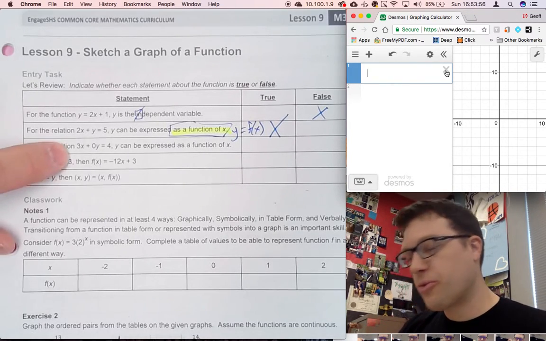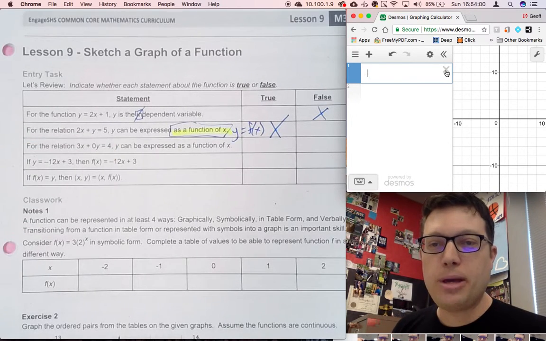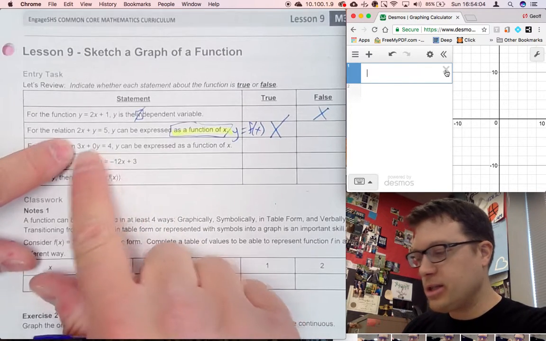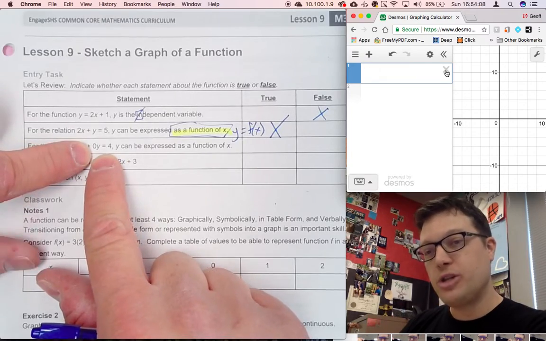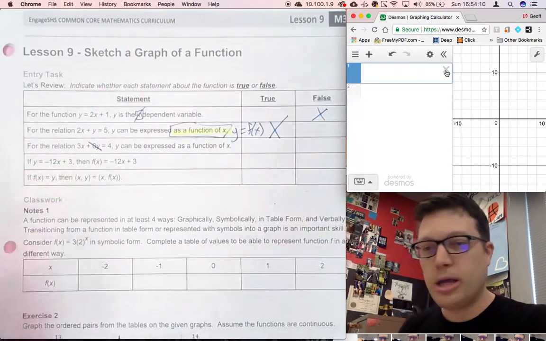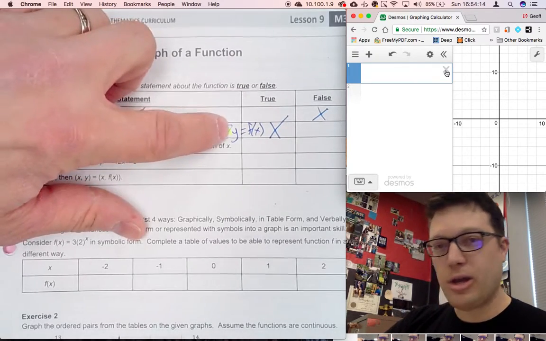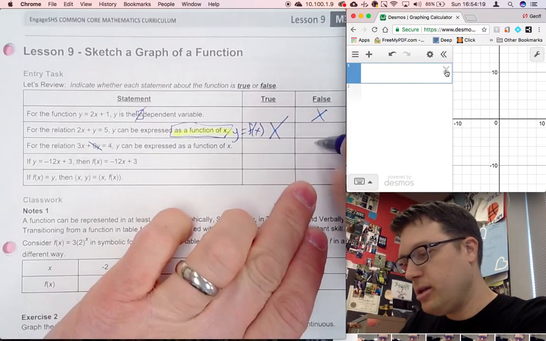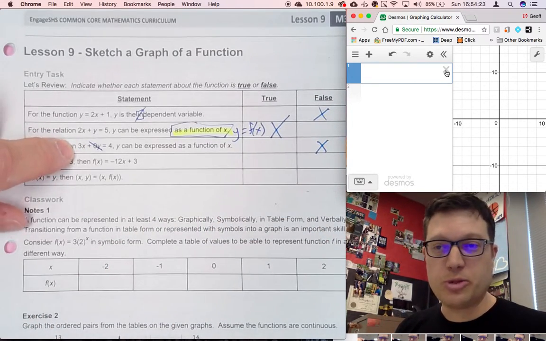For the relation 3x plus 0y equals 4, y can be expressed as a function of x. That's not possible. If you try to solve for y, first of all, the fact that there is a 0 coefficient of y means that this term cancels out. So how do you make the equation look like this, y equals, when there is no y? Because it canceled. This actually is a vertical line, so let's bring in Desmos as part of this equation.